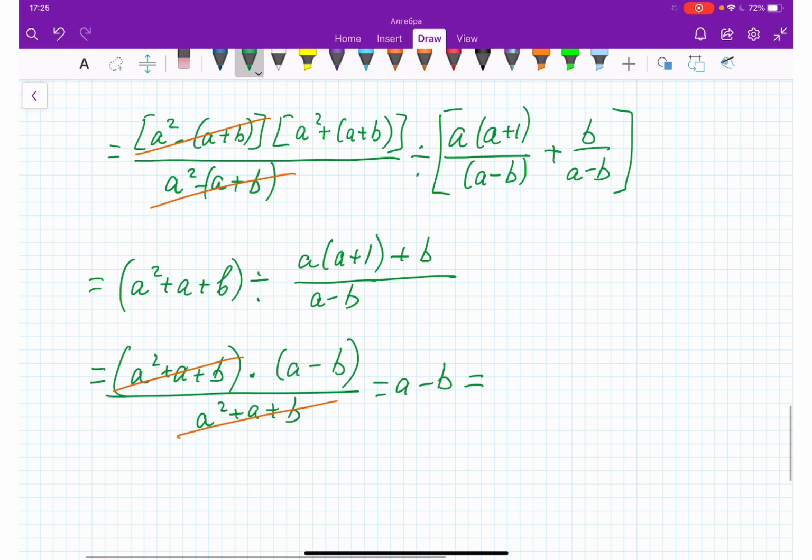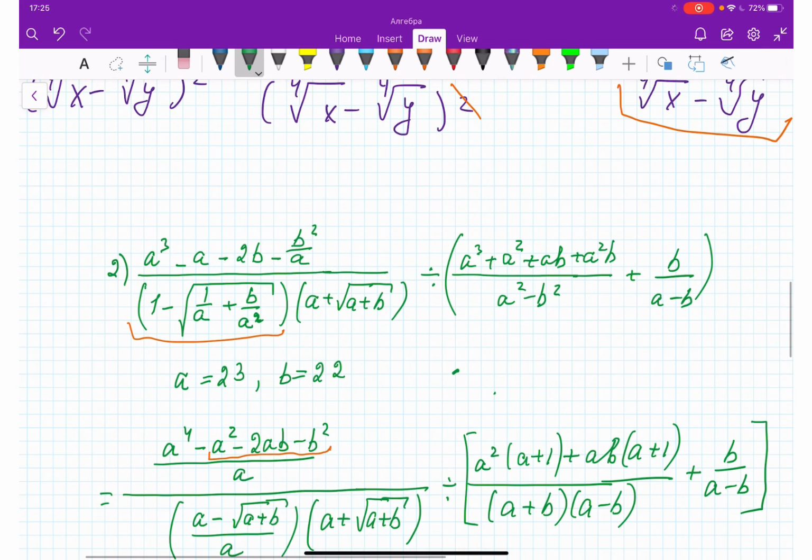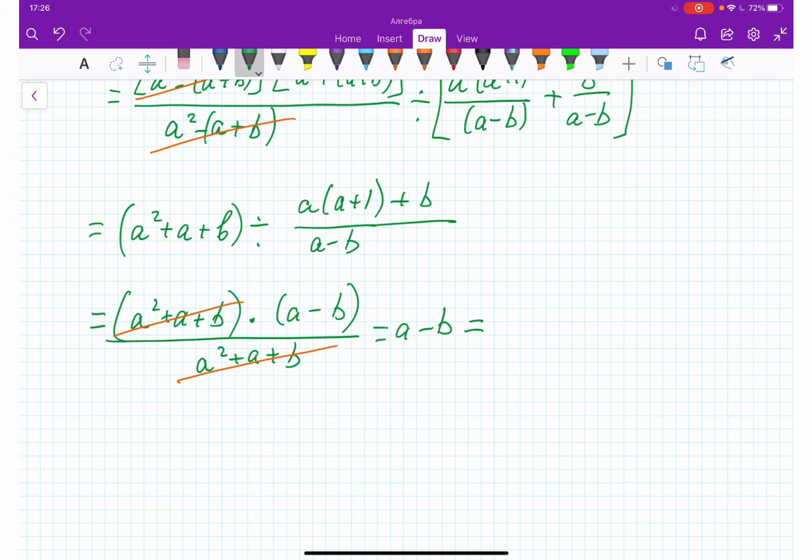Now successfully I am looking, my a was 23, b was 22, right? So we get a minus b, which is equal to 23 minus 22, which is equal to 1, and that is going to be our answer.